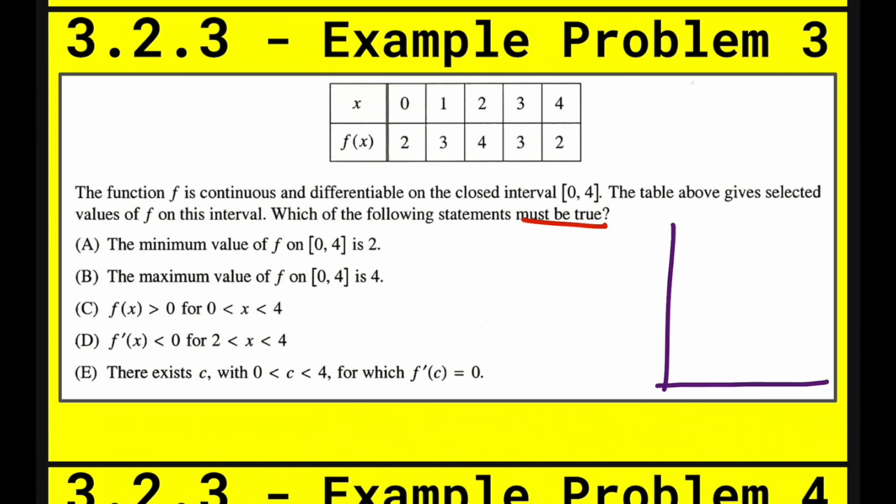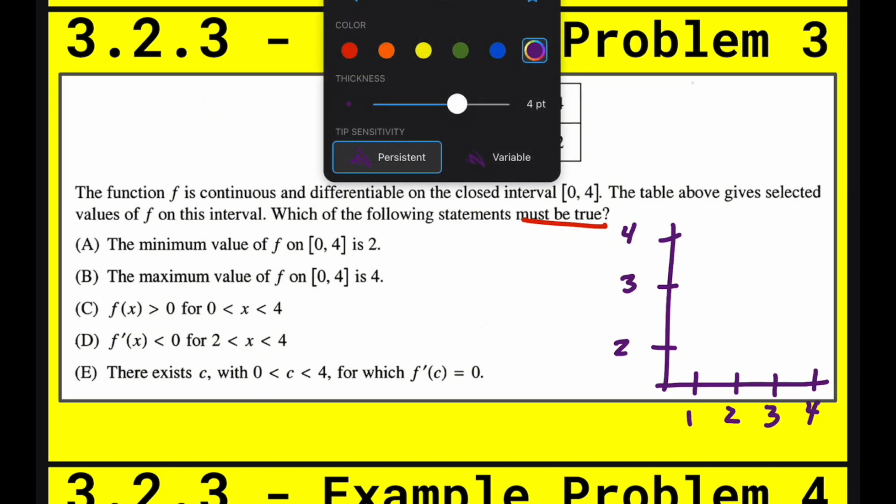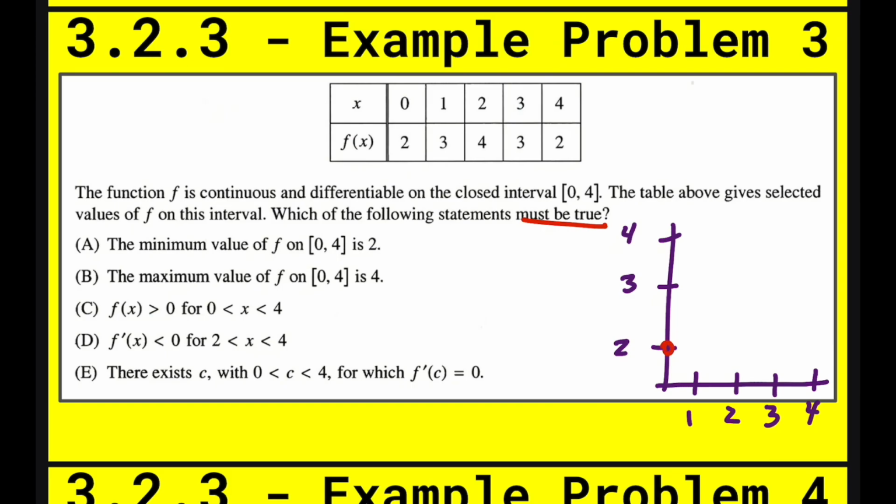So it's going to be a crazy thing to graph because there's a lot of points here. So 0, 2, 3, 4. I'm not going to draw this to scale because it doesn't really need to be. So 1, 2, 3, 4. And the points are 0, 2; 1, 3; 2, 4; 3, 3; 4, 2. All right. That's a cool looking graph.